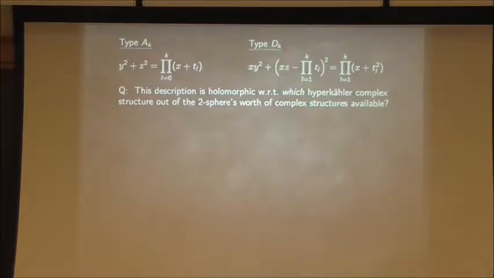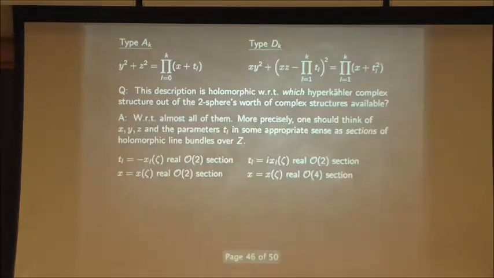The starting point of Hitchin's argument was, well, this description is holomorphic with respect to which hyperkähler complex structure, because x, y, z are holomorphic coordinates, but it doesn't say which complex structure, because they have an S2 sphere worth of them. And his answer was, well, we cannot say which, we cannot individualize any one of them, but it's with respect to almost all of them. And to be able to include them all, you have to rephrase your answer in terms of sections of holomorphic line bundles over the twistor space.